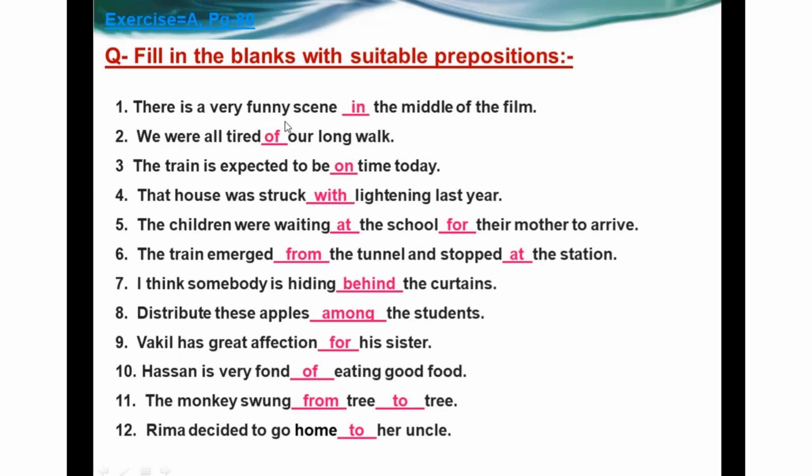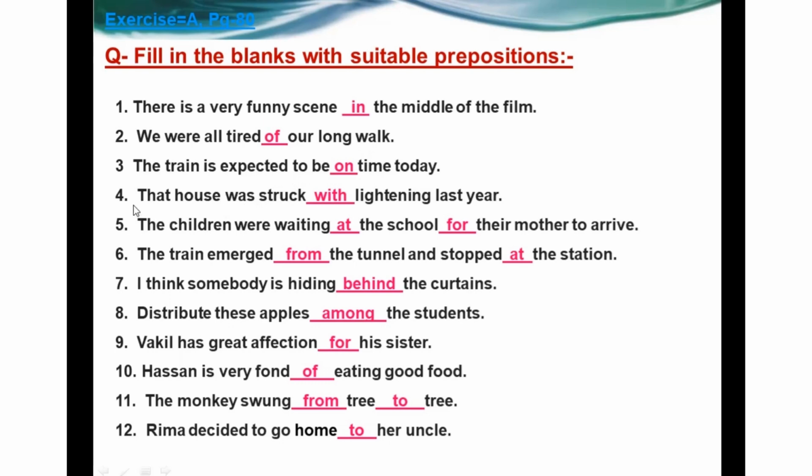Okay? We were all tired of our long walk. So students, of is our preposition here. Clear? Number 3. The train is expected to be on time today. Okay, so here students, what preposition do we have? To be on time. Okay, we say on time.